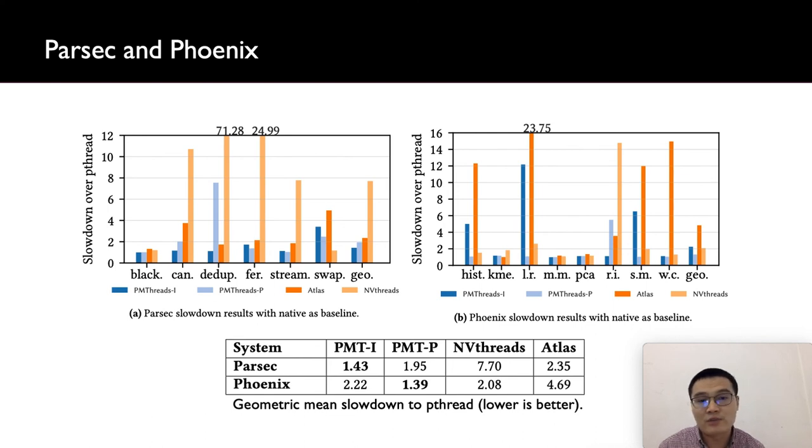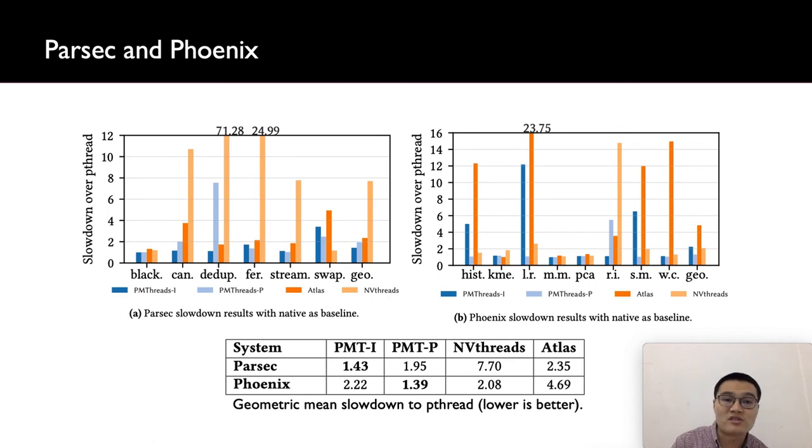And we compare PMthreads against Atlas as well as MVthreads, where Atlas uses word-level undo logging to enforce data persistence, and MVthreads is using page-level redo logging. Besides, PMthreads P tracks memory access using hardware page protection faults, and PMthreads I is a variation that monitors memory writes using compiler instrumentation.